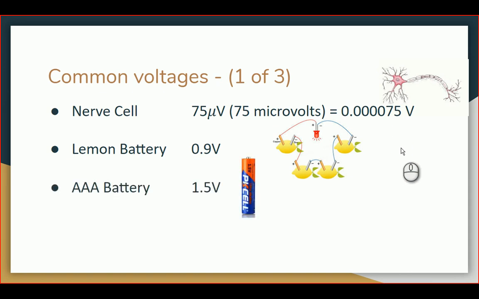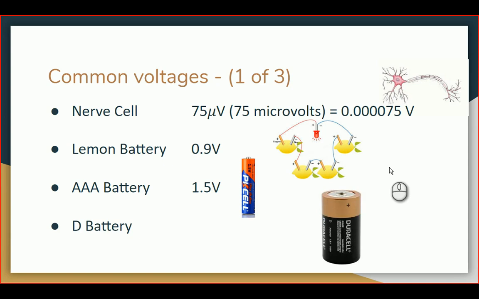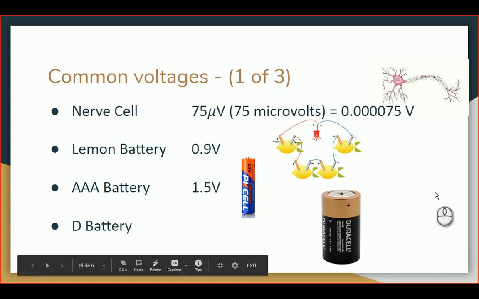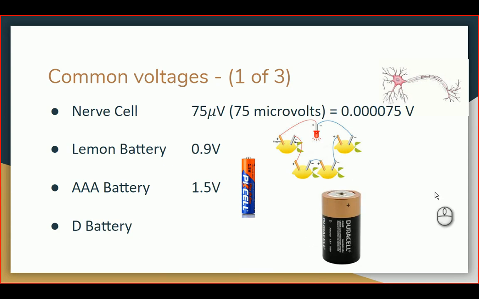Okay. A AAA battery, those are probably the smallest, thinnest batteries that you might deal with, say in a remote control. Those are actually at 1.5 volts. Now, obviously, you have other size batteries. So, what about the D battery? D batteries are the large ones. You might see them in large flashlights. Those actually have a voltage of 1.5 volts.